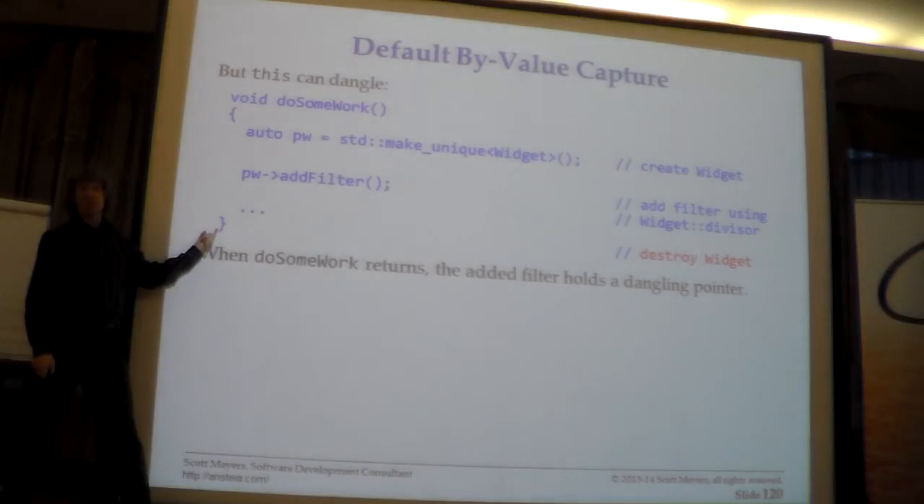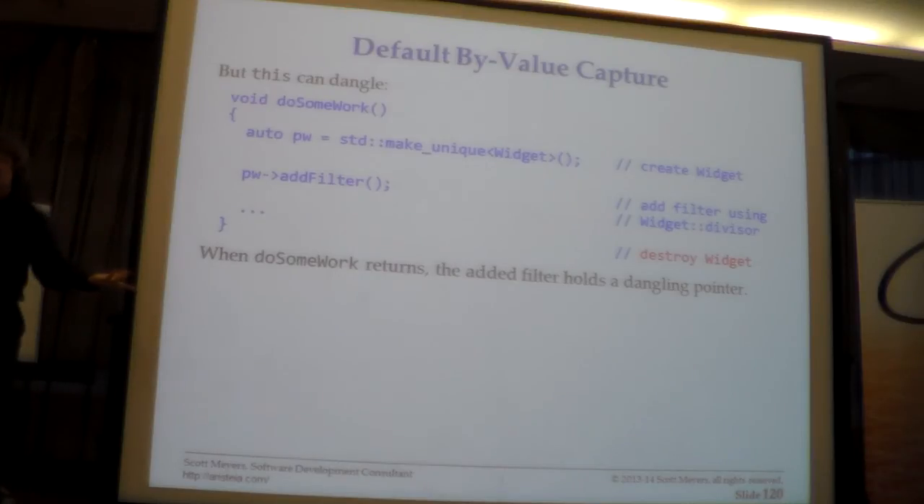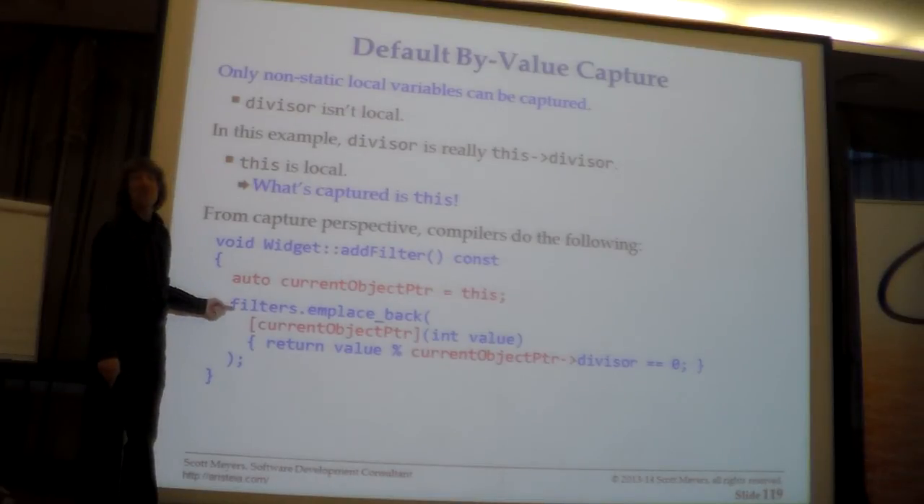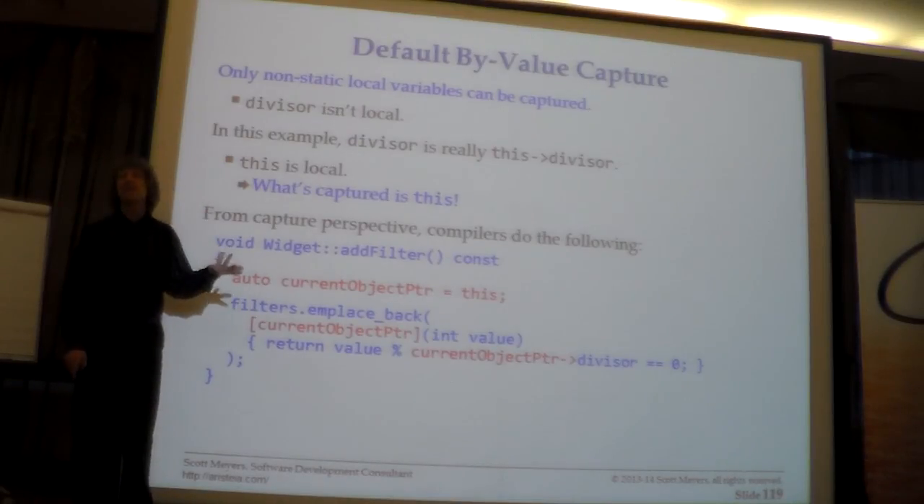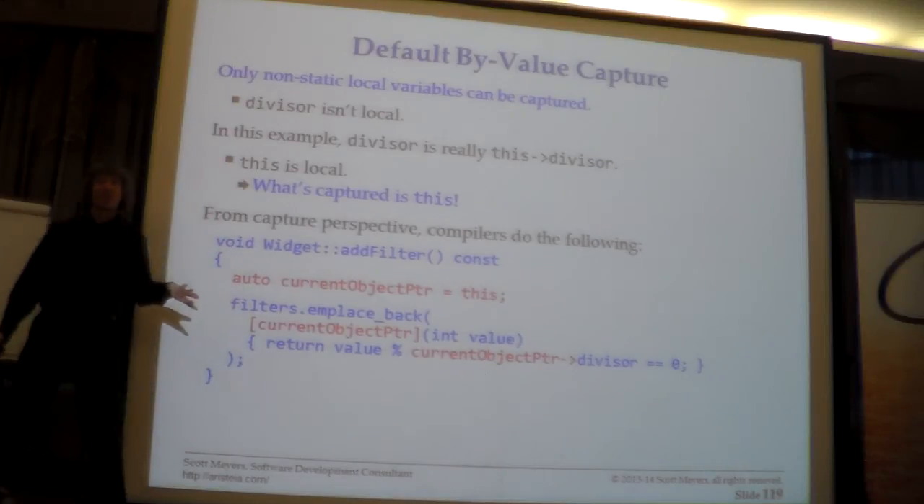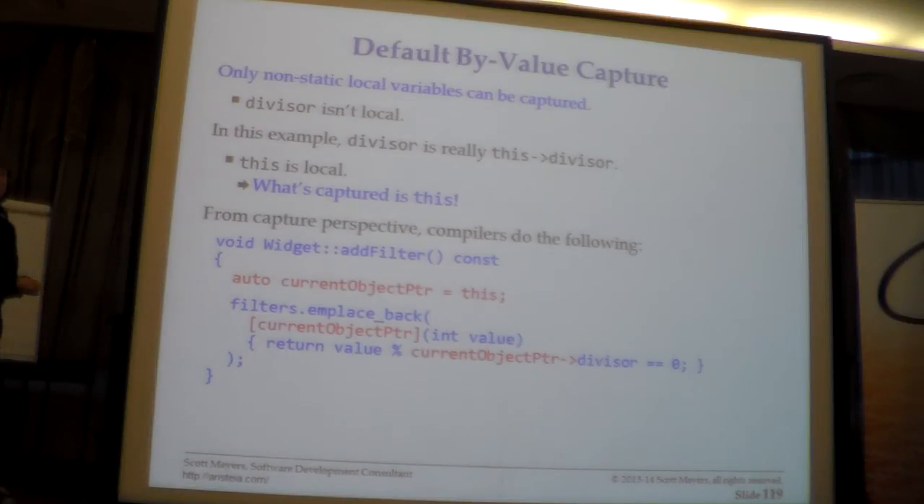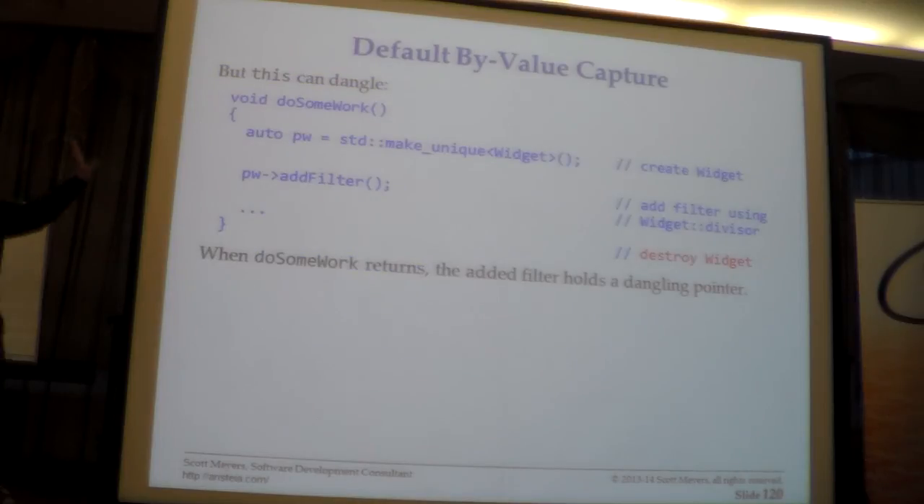At the end of this function, the local variable PW has its destructor called. Because it is a unique pointer, it will automatically delete what it points to. Which means that the object is no longer on the heap, it's been destroyed. And that means, going back one slide, that the filters container now holds a closure which has a dangling pointer to a widget because the widget doesn't exist anymore. Any questions about how this yields a dangling raw pointer in the filters?